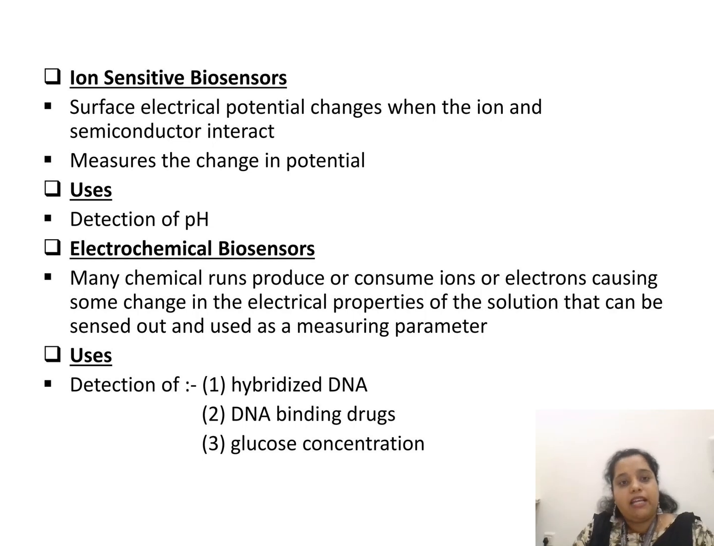Talking of ion sensitive biosensors, surface electrical potential changes when ion and semiconductor interact. So change in electrical potential can be detected by ion sensitive biosensors. Basically, detection of pH can be done using this.